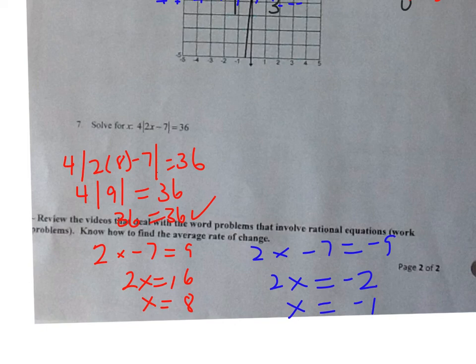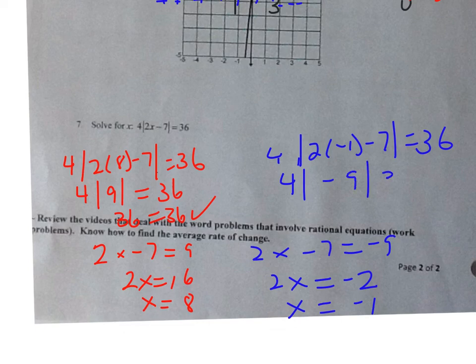And now we're going to try negative 1. So it's 4 times the absolute value of 2 times negative 1 minus 7. 2 times negative 1 is negative 2, minus 7 is negative 9. But the absolute value of negative 9 is 9. So 36 equals 36, and that checks.